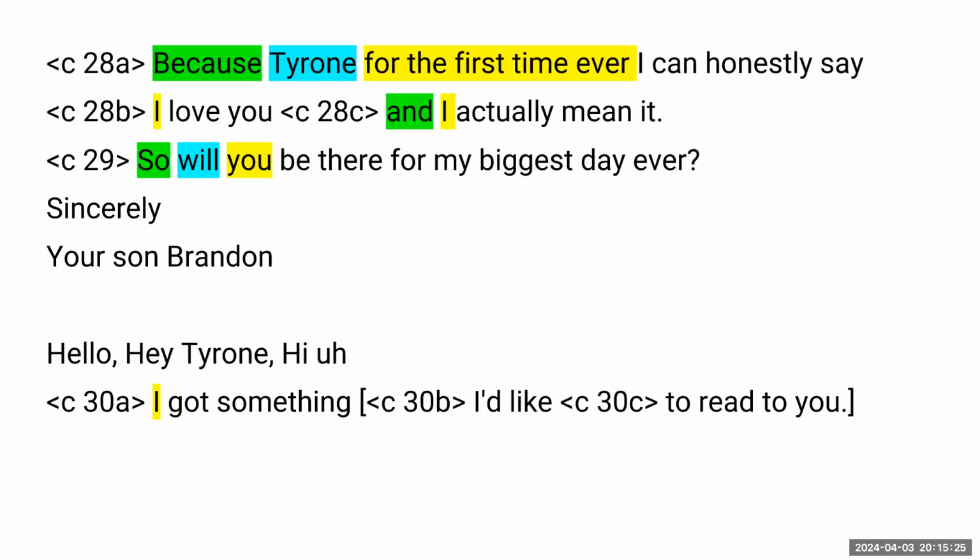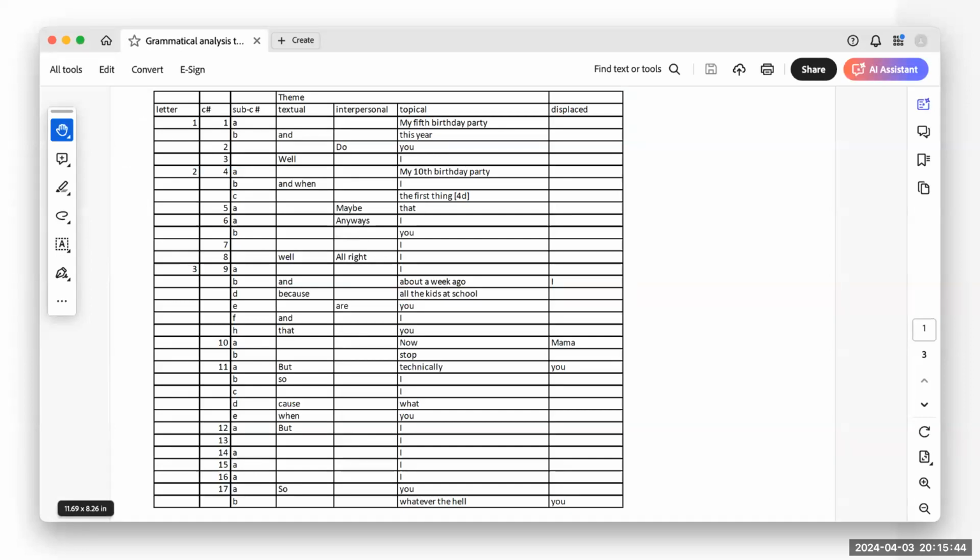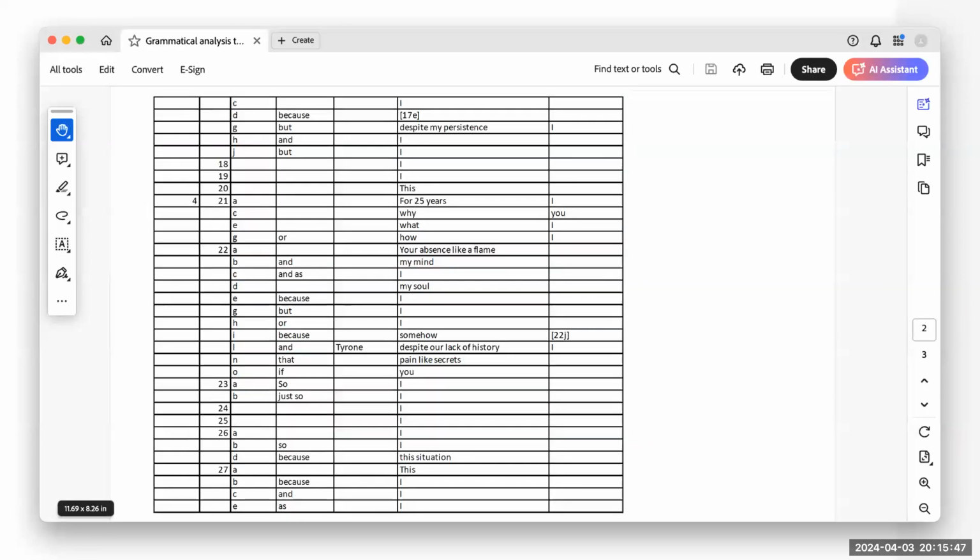Will you, either will, because it's the modal put in the beginning, which is a modal auxiliary expressing the question. Any questions from this? Okay, so I've given you the theme analysis.